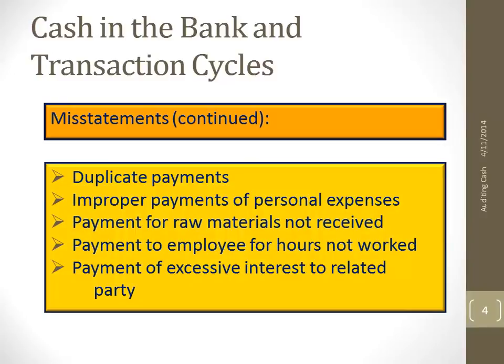Another thing is payment for raw materials not received. So again, this is where the receiving report, when I talked about the three-way match, is really important, where before a disbursement is made, there's evidence that the goods related to that disbursement were received, and that helps to mitigate this misstatement. So again, auditors are going to look for those kinds of controls, and payment to employees for hours not worked. And again, if you look at these types of misstatements, so much of it relates back to the company's internal controls over the process.